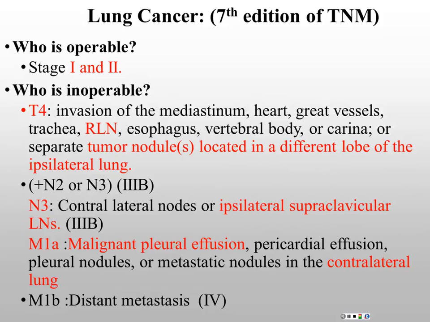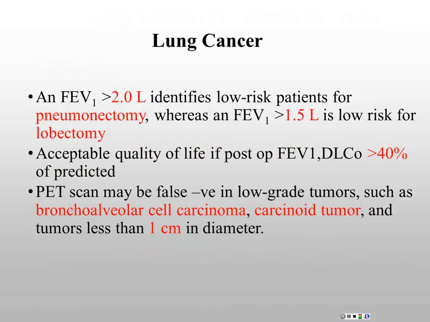So just remember change of voice in the history taking or examination, supraclavicular lymph node involvement, and presence of effusion in association with lung cancer. When you decide about surgery, 2 and 1.5, these are two numbers. We use a threshold to see if the patient is low risk for pneumonectomy and lobectomy. They will have acceptable quality of life if the FEV1 predicted and DLCO post-surgery is above 40%.